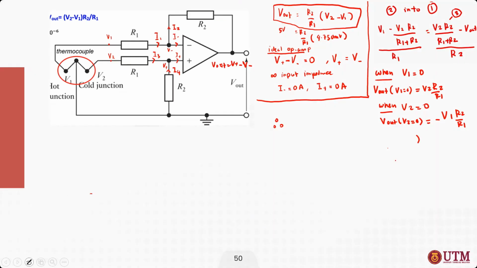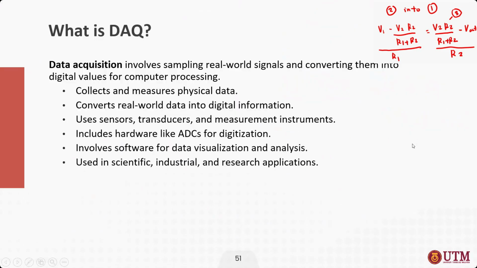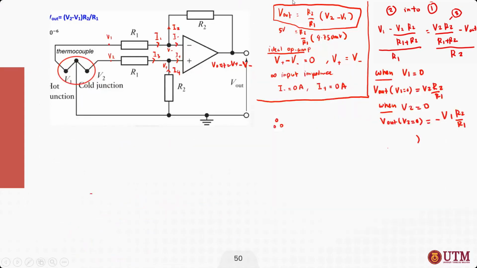Okay, so we get the answer there. V2 minus V1. So coming back to here, what is the suitable value of R2 and R1 when the input is 5 volt, and then what is R2 over R1?